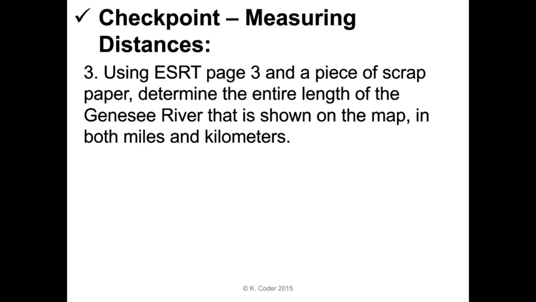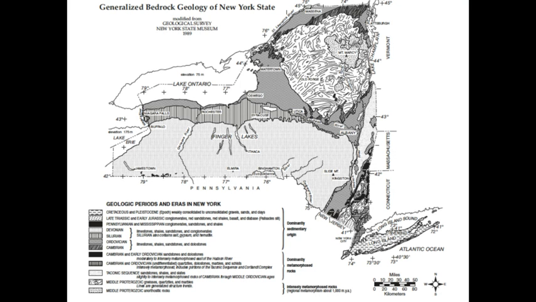Okay, using Earth Science Reference Tables, page 3, and a piece of scrap paper, determine the entire length of the Genesee River that is shown on the map in both miles and kilometers. So the Genesee River is in western New York. It starts in Pennsylvania and goes into Lake Ontario. You can see we're going to start where it's on the map, which is in Pennsylvania, and we're going to measure the length of it.